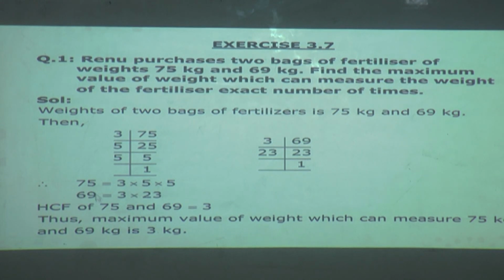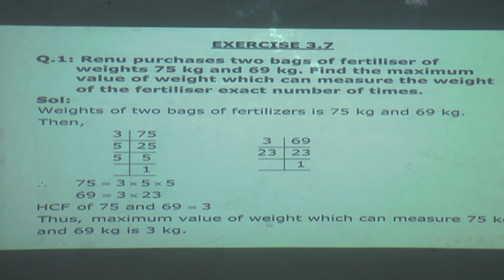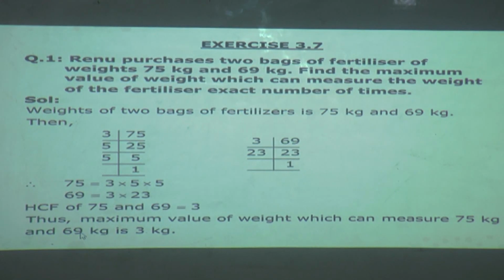So we got the prime factors of these two numbers. We can tell that HCF of 75 and 69 is 3, as from both sets of prime factors we have only 3 as common. Therefore, the maximum value of weight which can measure 75 and 69 kg is 3 kg. Means the maximum weight which can measure both is 3 kg.